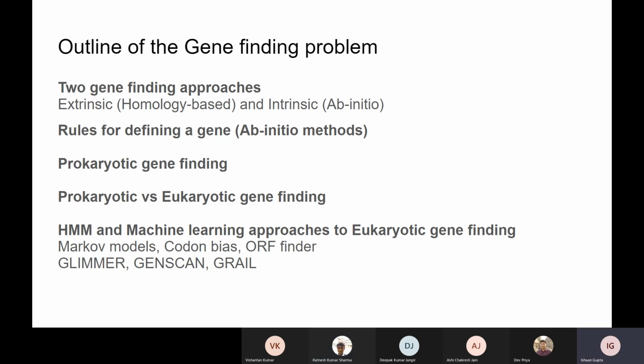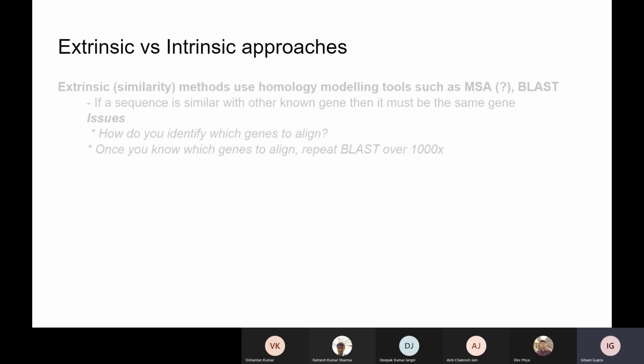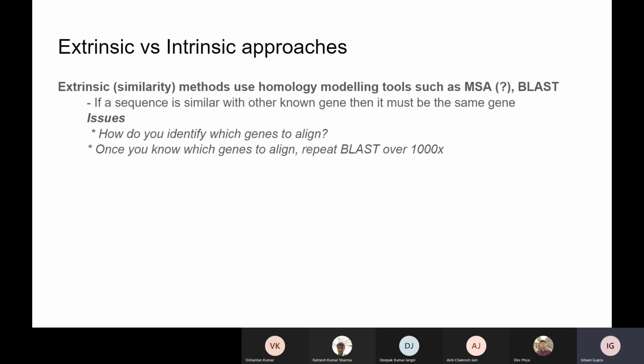So therefore, there would be different principles that we would be applying for both these problems. So we're going to talk about these approaches first, and then I'm going to show you how these approaches work. So the extrinsic approach is basically similar to homology modeling. So you take a tool such as BLAST for sequence alignment. If a sequence is similar with another known gene, then it must be the same gene.